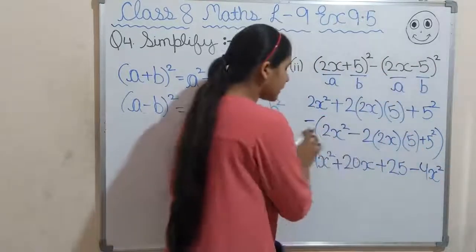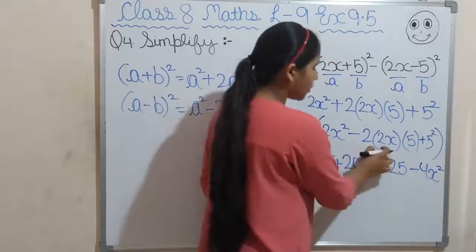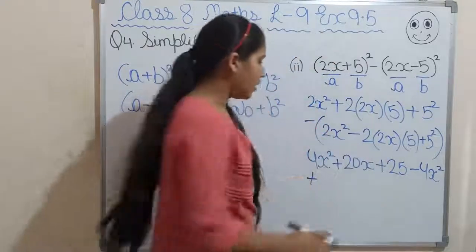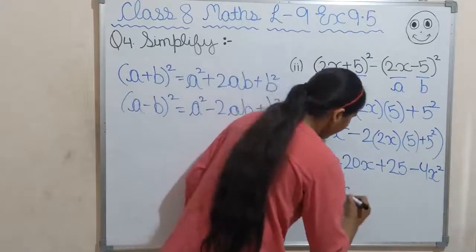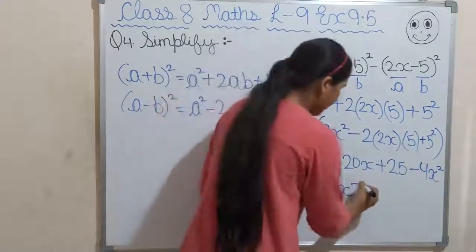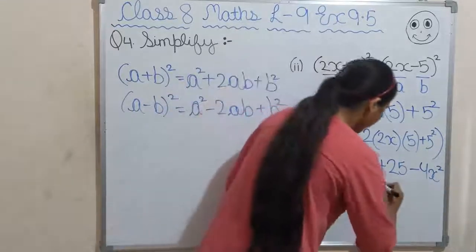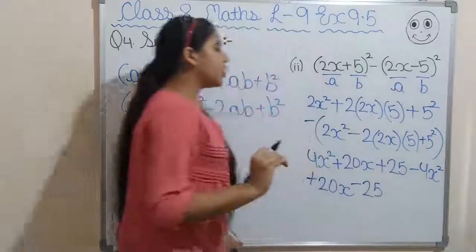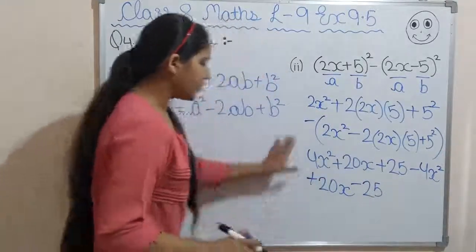Here is 2 into 2 is 4, 4x square. Here minus is there, so minus minus plus. Then 2 into 2x into 5: 2 into 2 is 4, 4 fives are 20, means again 20x. Here plus is there, so minus plus minus. Then minus 5 square, 5 fives are 25, so we are going to write 25 here. Now no need for the bracket because we have already changed the signs, and now we have to solve it further.